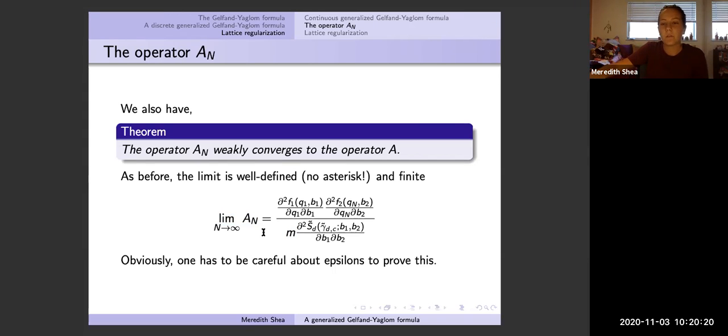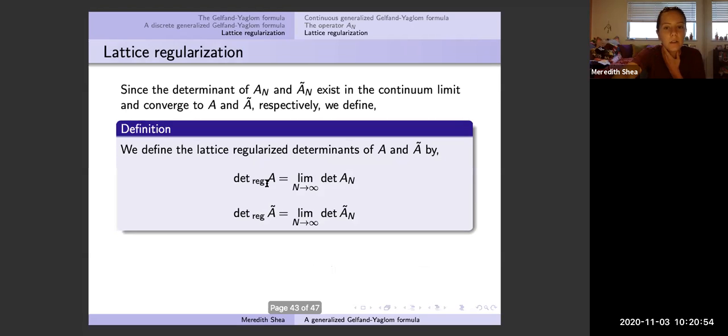But to prove this, one has to be careful about epsilons, because the previous expression of A_n just assumed epsilon is equal to 1. We have to reinsert these epsilons appropriately, which, in the case of A_n, is a little bit more nuanced on where you're inserting the epsilons. And yeah, we have the m, but this makes sense. So we have something nice going on here.